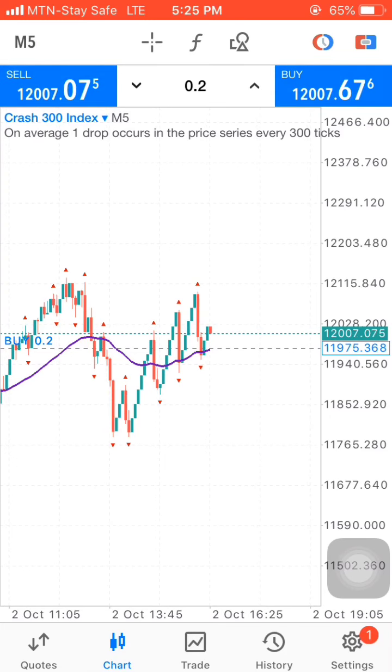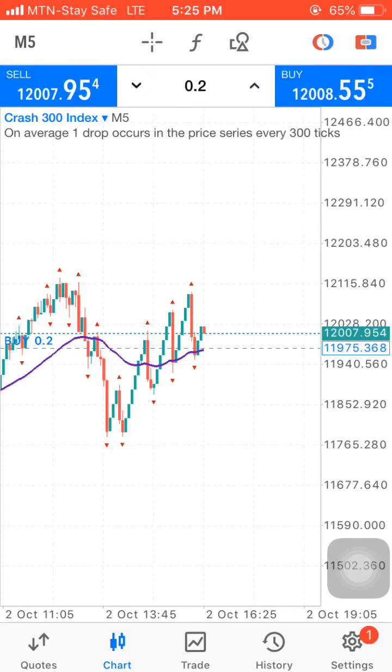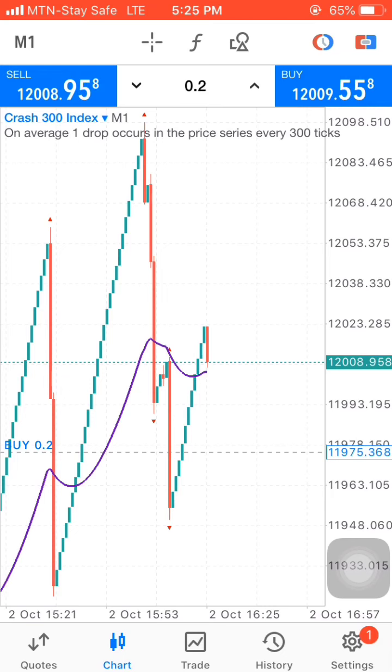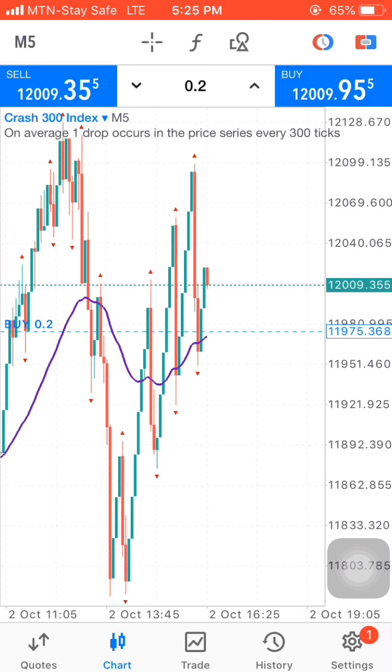Okay, guys, you see that was a spike that came, but I said that the spike will not have effect. So that's a spike that just happened there. Let's go to the 1 minute time frame. You see, that's the spike that just happened there, but it's not long enough to take us back to our entry level. So that's why you have to play with your time frames.